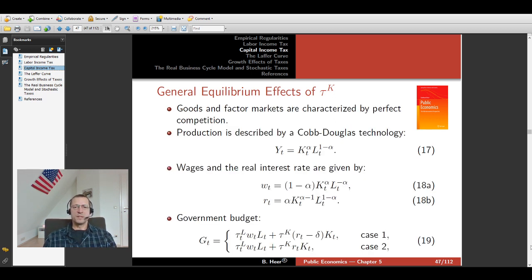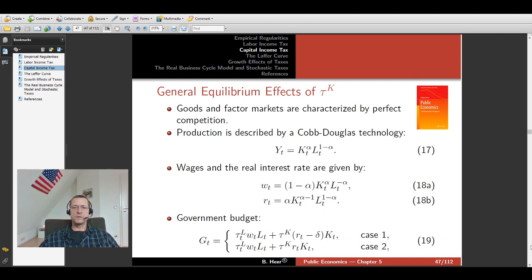The production side of the model is pretty standard. So we have a production technology which is described by Cobb-Douglas technology: Yt is equal to Kt to the power alpha times Lt to the power 1 minus alpha. So 1 minus alpha is the wage share in the US economy. And since we assume perfect competition in goods and factor markets, wages and the real interest rates are given by the marginal products, 18a and 18b respectively.